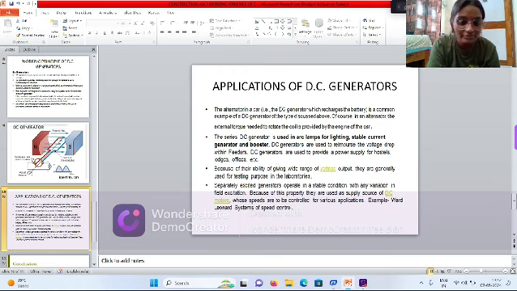Because of their ability to give a wide range of voltage output, they are generally used for testing purposes in laboratories. Separately excited generators operate in a stable condition with any variation in field excitation. Because of this property, they are used as a supply source of DC motors whose speeds are to be controlled for various applications, for example, Ward Leonard systems of speed control.